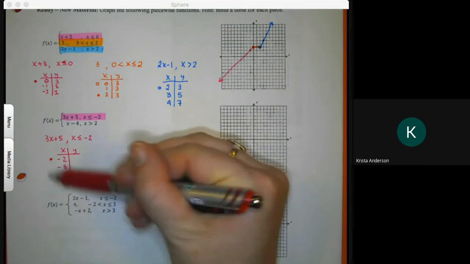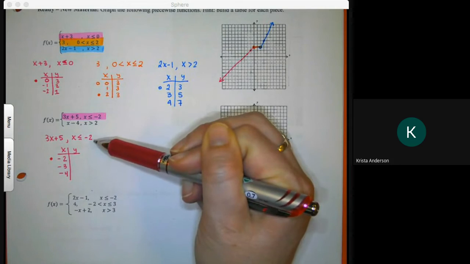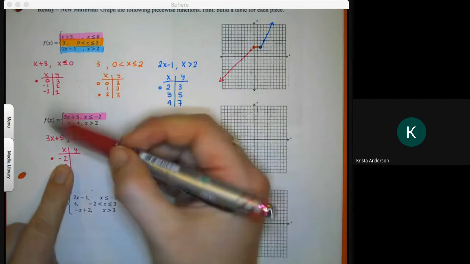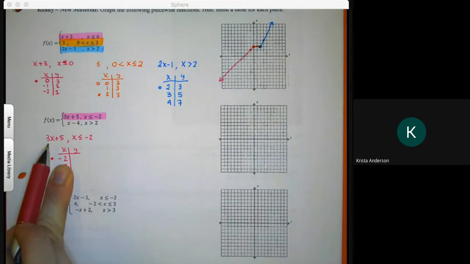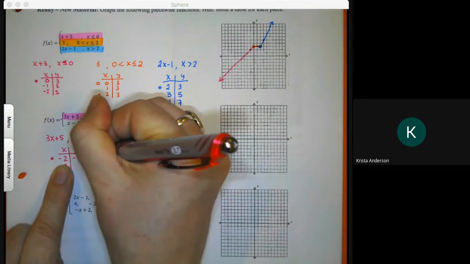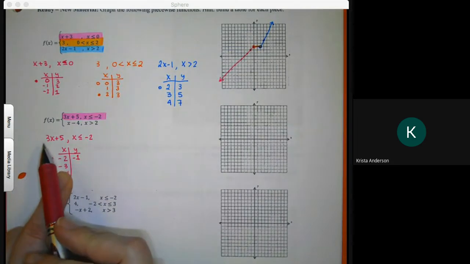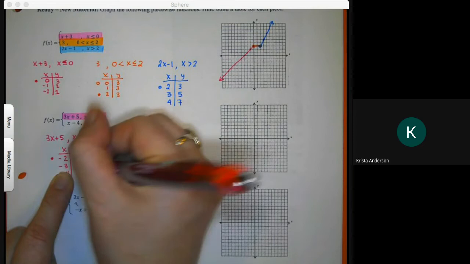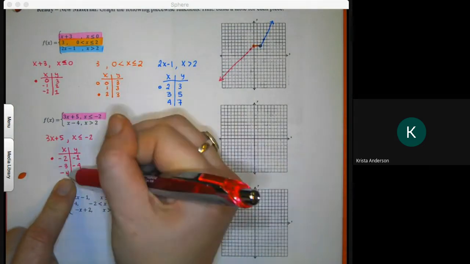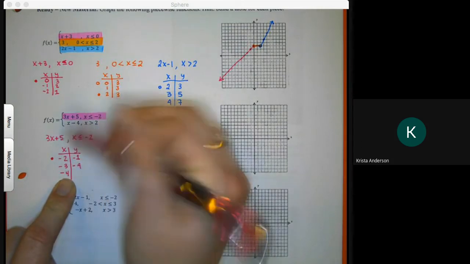All of this information came from this inequality. I now plug that in for my table. -2 times 3 is -6. -6 plus 5 is -1. -3 times 3 is -9. -9 plus 5 is -4. -4 times 3 is -12. -12 plus 5, -7.